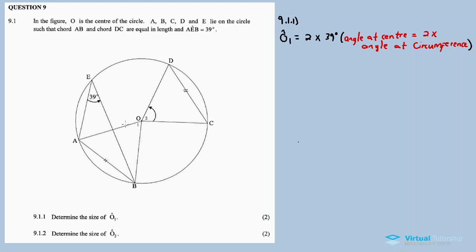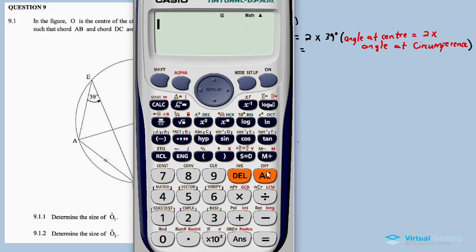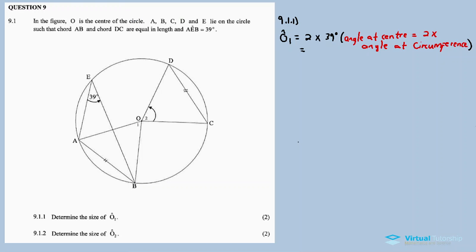So in order to calculate O1, you look around and check for an angle which has a value. Then you check the relationship between O1 and that angle. The relationship is this theorem: angle at center equal to 2 times angle at circumference. So our answer here is equal to 2 times 39, which is equal to 78 degrees. So our answer here is 78 degrees.